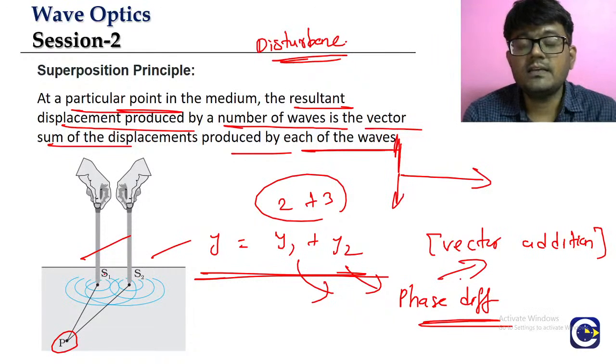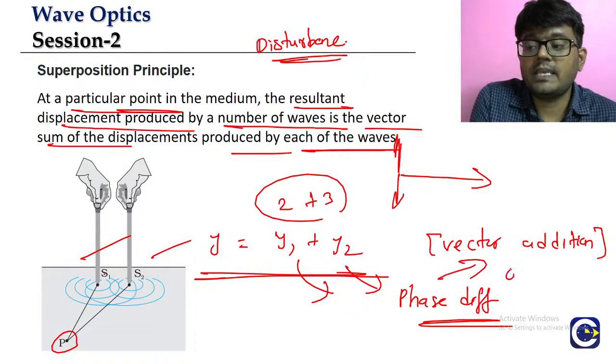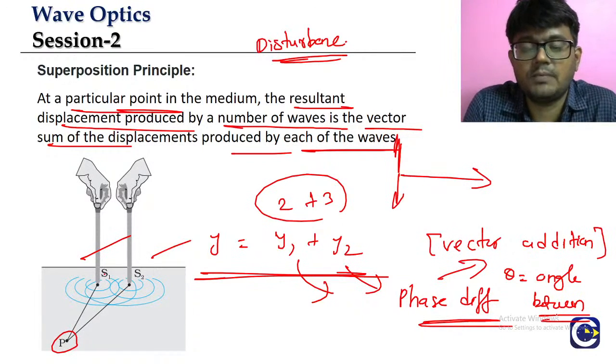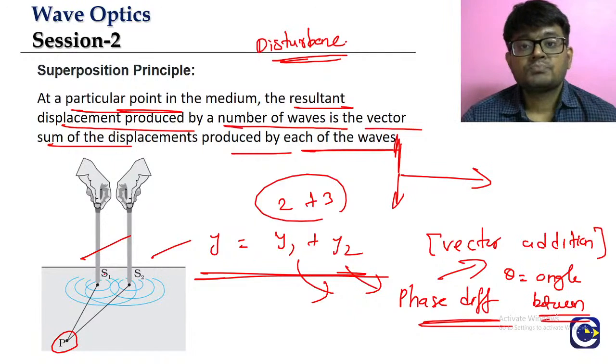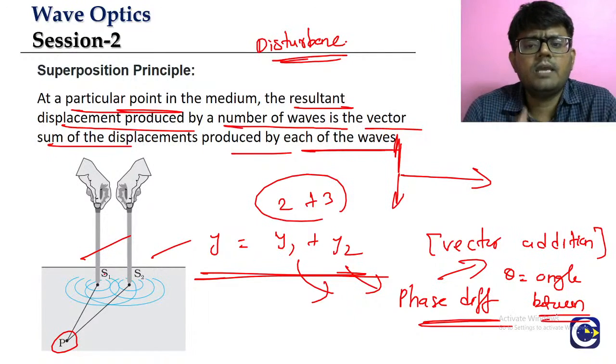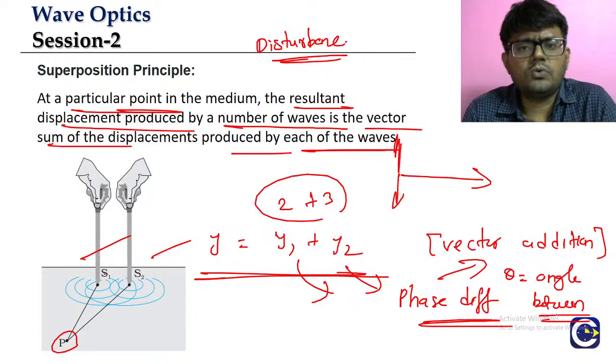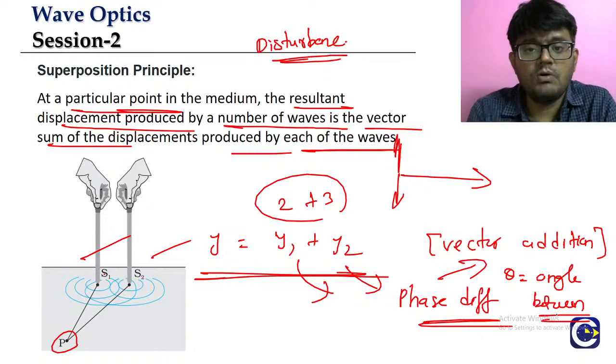So whatever is the phase difference, that is what we will be taking as the angle between the two vectors. The phase difference between the two waves that arrive at the point P, that is what we will take as the angle between the two vectors. So we'll see how we will be able to find out the overall wave equation. So the overall wave equation is what?